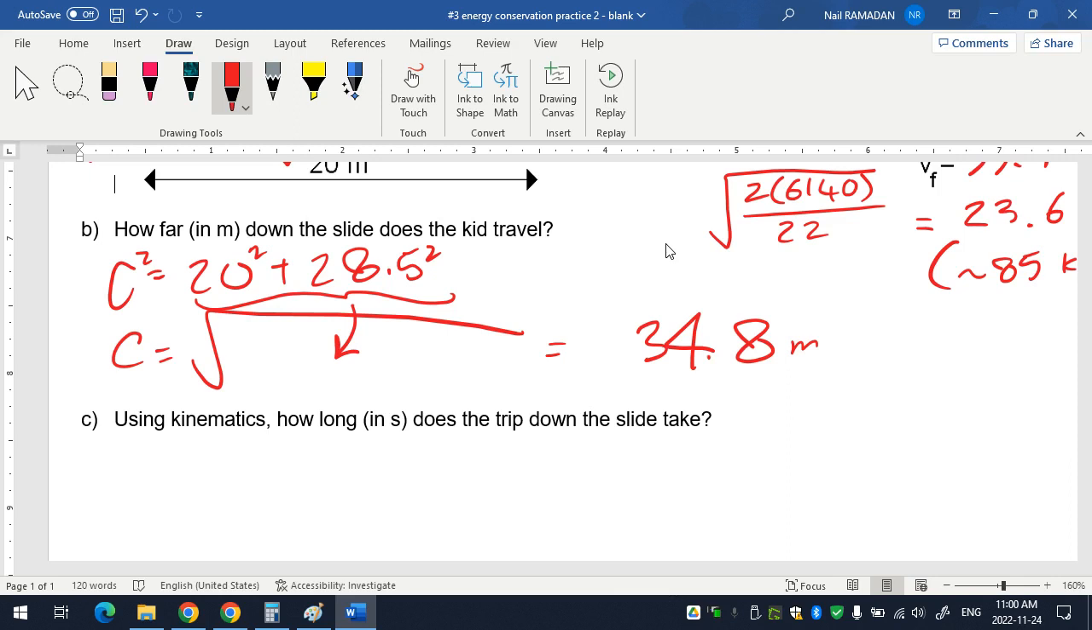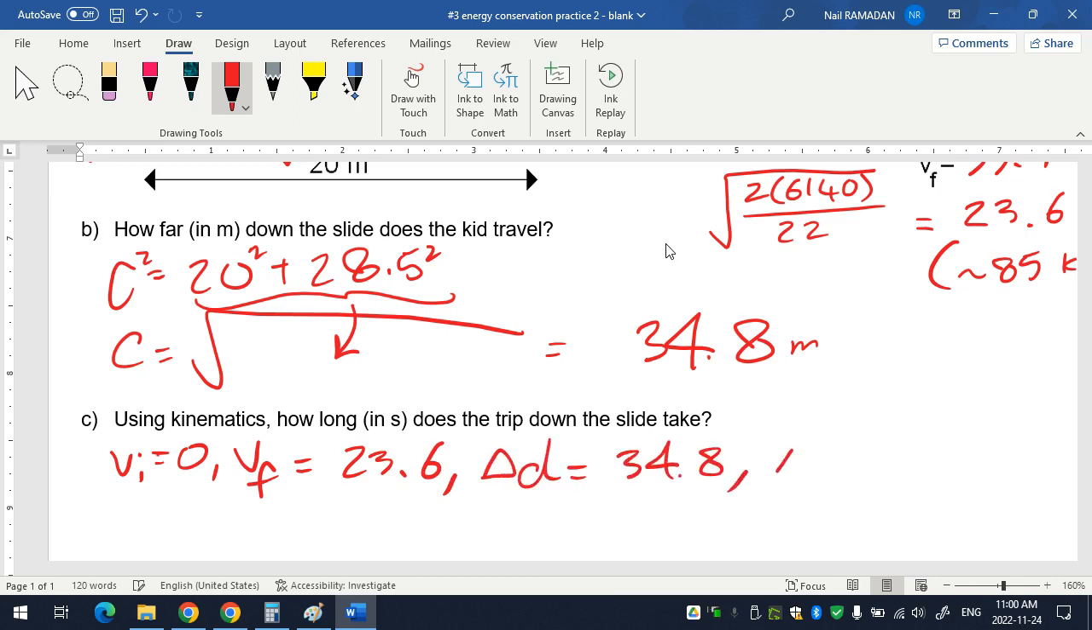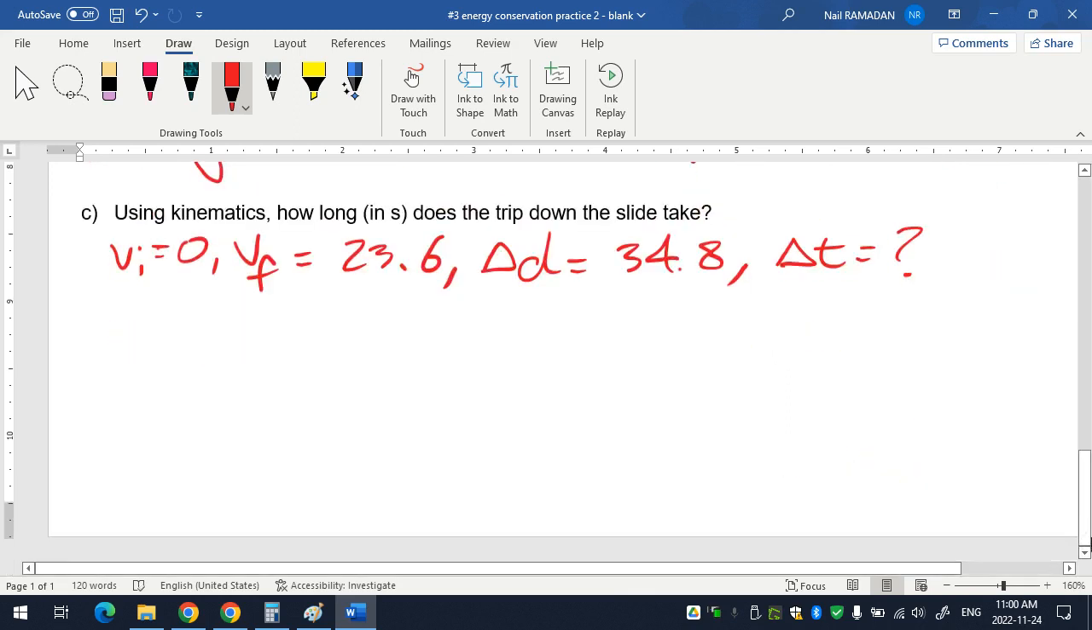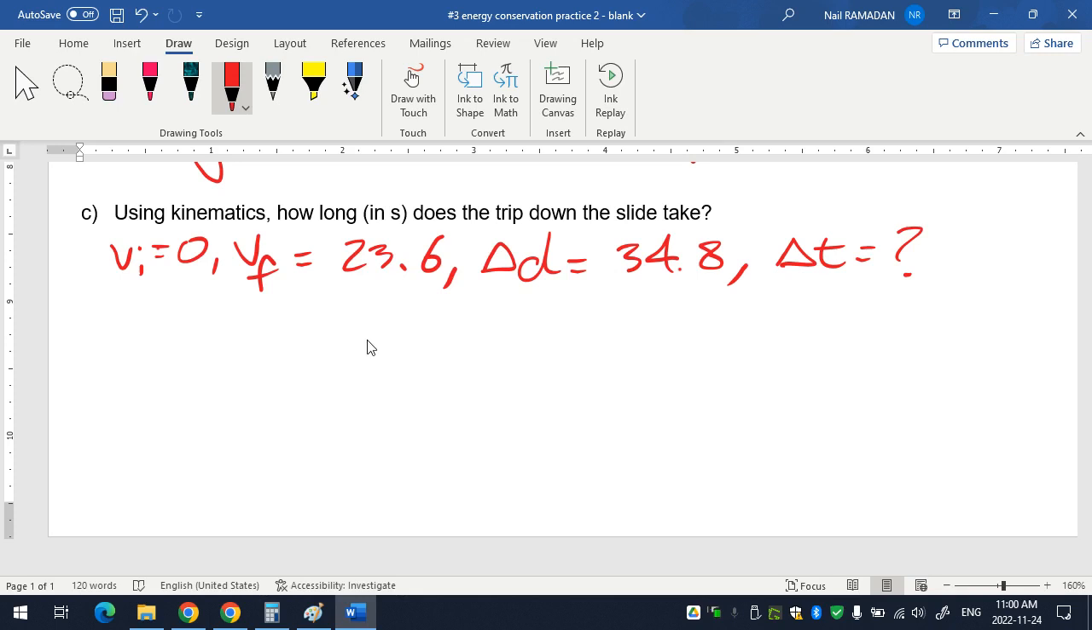But do we have three numbers? Great. Let's find it out. So VI is 0. VF is 23.6. And delta D is 34.8. And I want delta time. What's missing from this list? Not unknown, missing. Which equation has no acceleration? The second one, which we barely use, but it's there. Half.